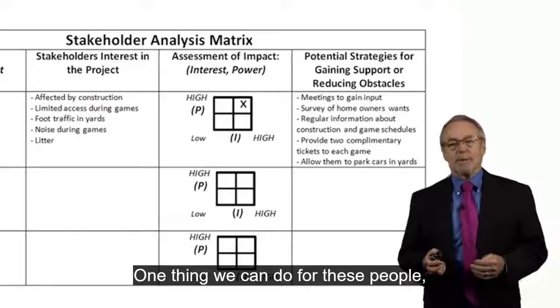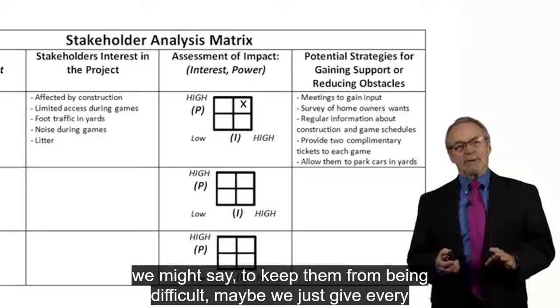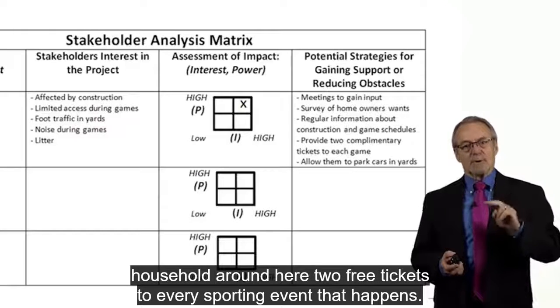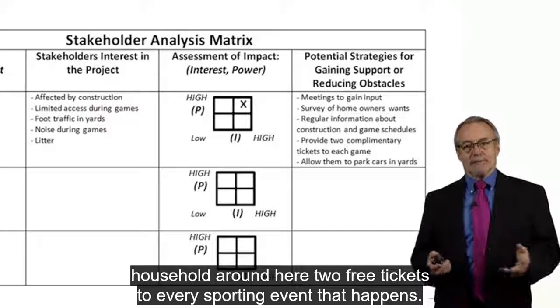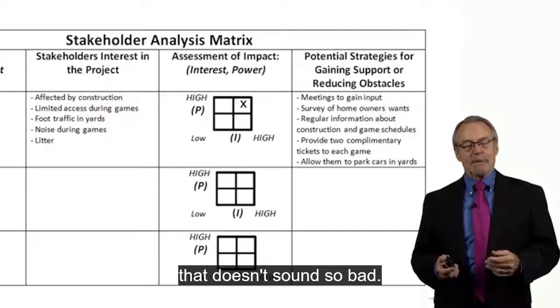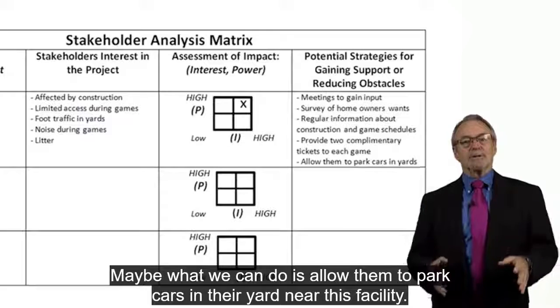One thing we could do for these people, to keep them from being difficult, is maybe we just give every household around here 2 free tickets to every sporting event that happens. So now we're saying, well, we've got 2 free tickets to all these things. That doesn't sound so bad. Maybe what we can do is allow them to park cars in their yard.